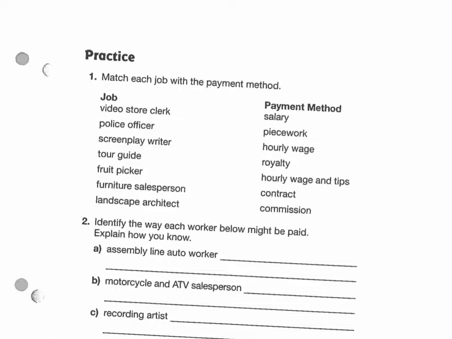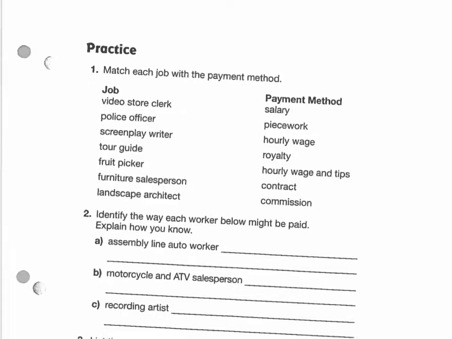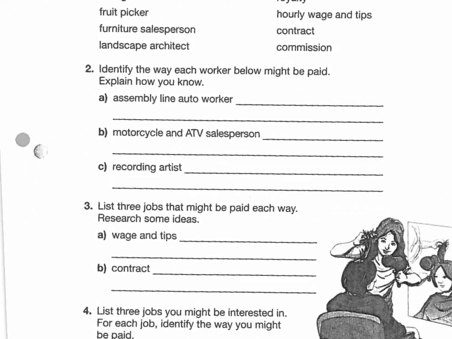Here you're just going to match each job with the payment method and identify how each worker might be paid. Just pick one of the payment methods and list 3 jobs that might be paid each way and research some ideas. List 3 jobs you might be interested in. For each job, identify the way you might be paid. So you might have a job already that you can use the information there for.